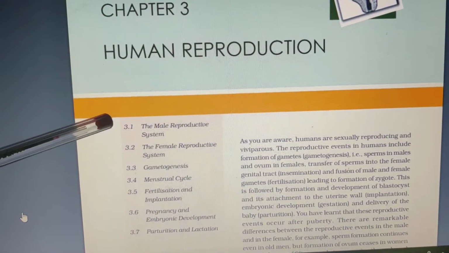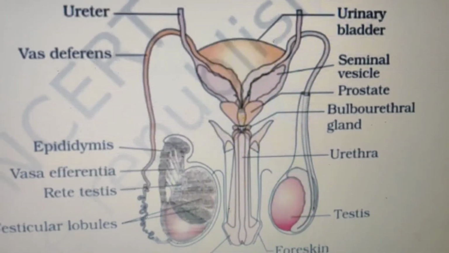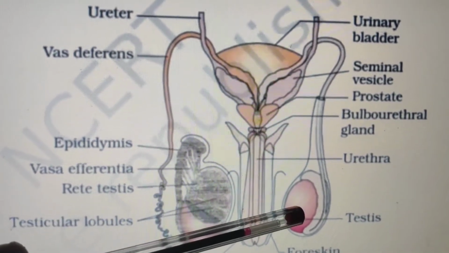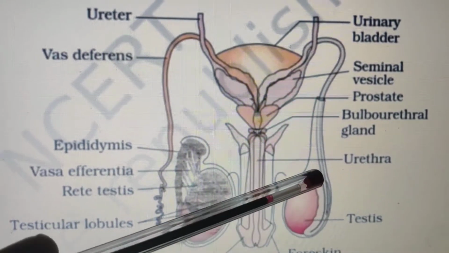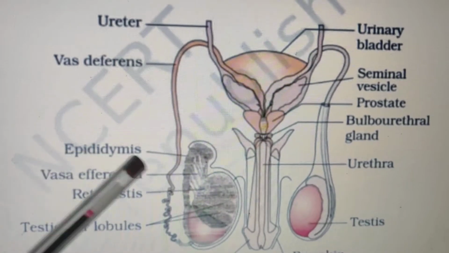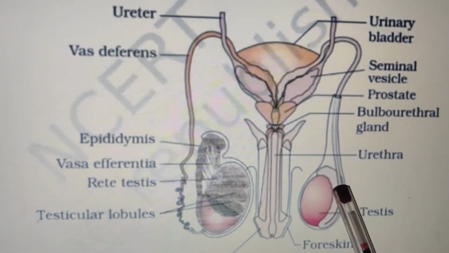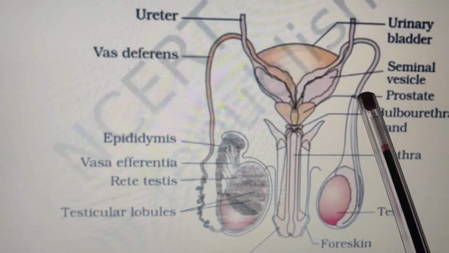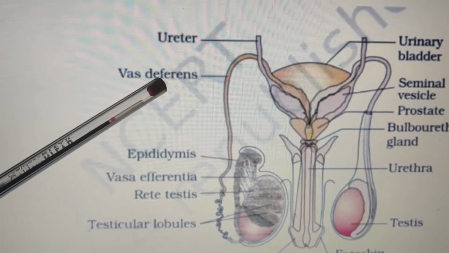So first we are going to start with the male reproductive system. Male reproductive system starts with testes. They open into epididymis, this one. Then the epididymis opens into a long tube-like structure termed as vas deferens.